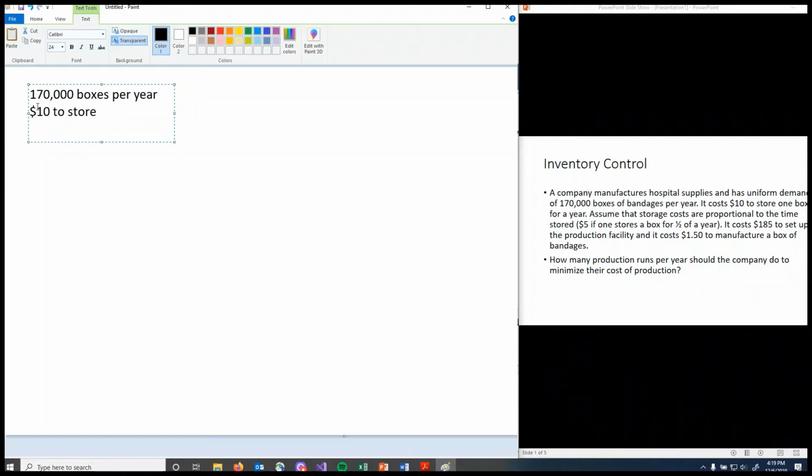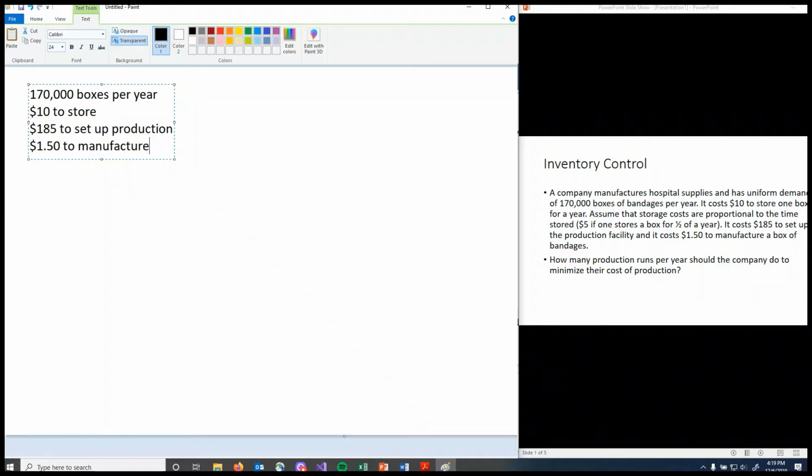Again, these storage costs are proportional to the time stored. So if we store a box for half a year, it costs $5. It costs $185 to set up production. And it costs $1.50 to manufacture. And the question is, how many production runs per year should the company do to minimize their cost of production?